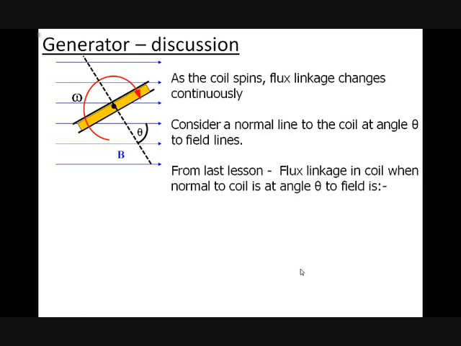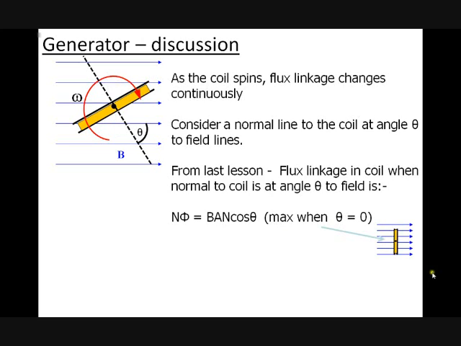So we know from last lesson that the flux linkage in the coil, when the normal to the coil is at an angle theta, is given by this equation: N phi, for flux linkage, equals BAN cos theta. And it's a maximum when theta is 0. So if you turn this coil, so instead of going in that plane, it goes vertically down the page, that is when the flux linkage in the coil is at a maximum. Here's a little picture of what I mean. It's at this point we know it's at a maximum, because you can see that in this orientation there are the most possible field lines going through the coil.